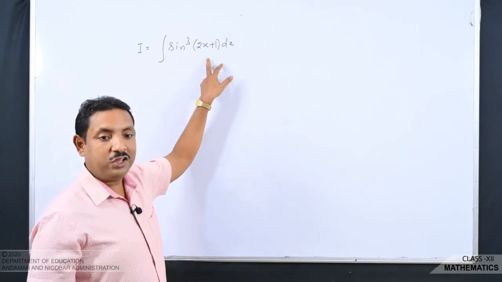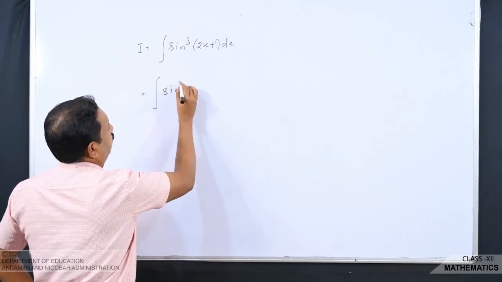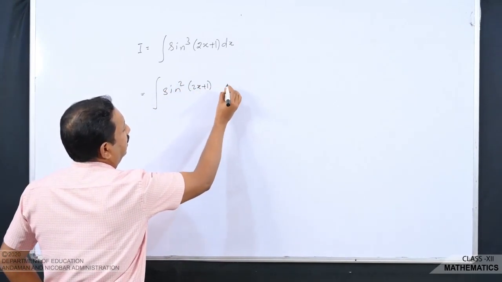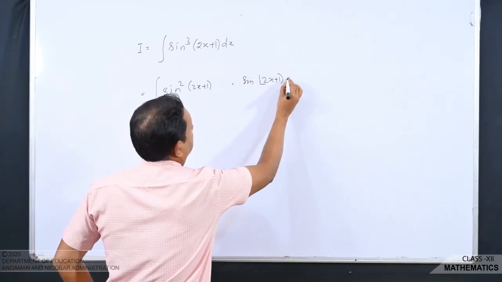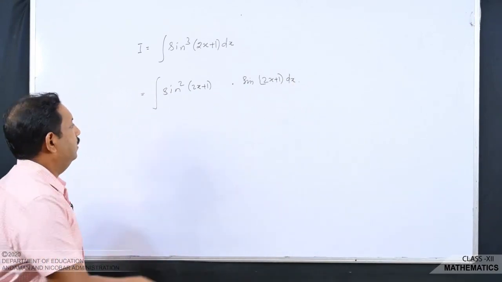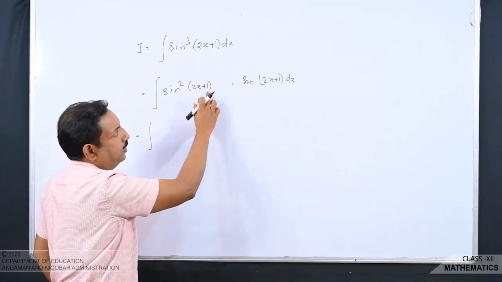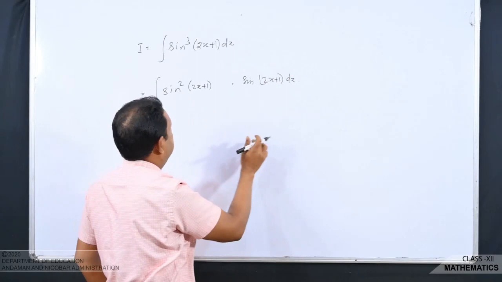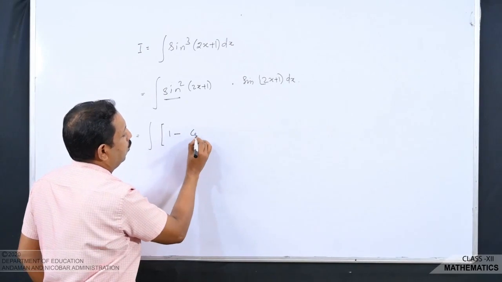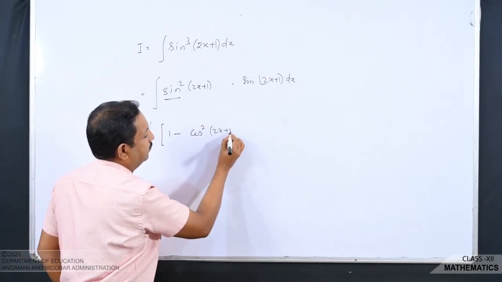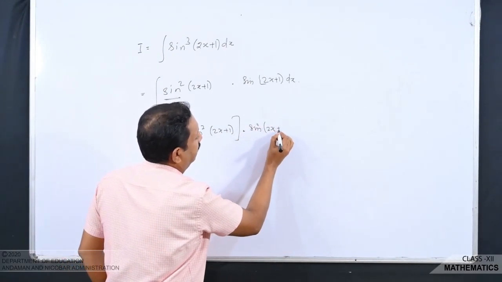That means this sine cube I can write as sine square (2x plus 1) into sine (2x plus 1) dx. So that means integration of sine square (2x plus 1) into sine (2x plus 1) dx. This sine square I can write as 1 minus cos square (2x plus 1) into sine (2x plus 1) dx.